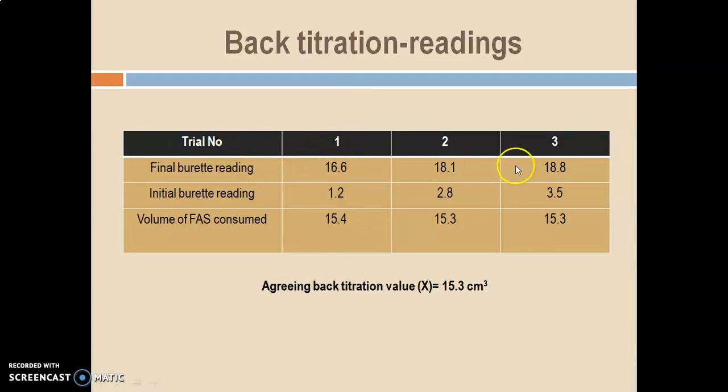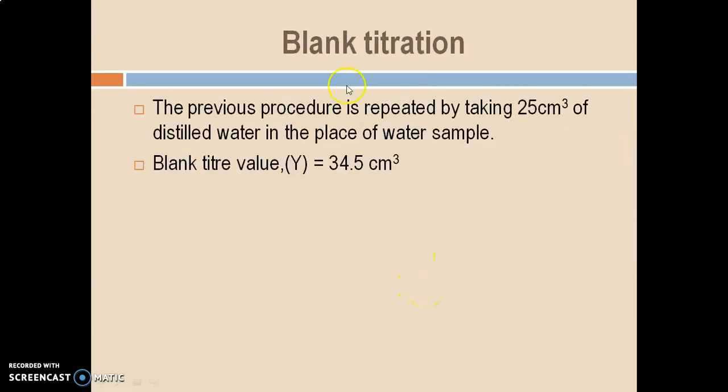Three consecutive trials have to be performed to get the agreeing back titration value. The back titration value is represented as X. For the blank titration, the previous procedure is repeated by taking 25 cm cube of distilled water in place of water sample. The blank titer value Y is given as 34.5 cm cube.